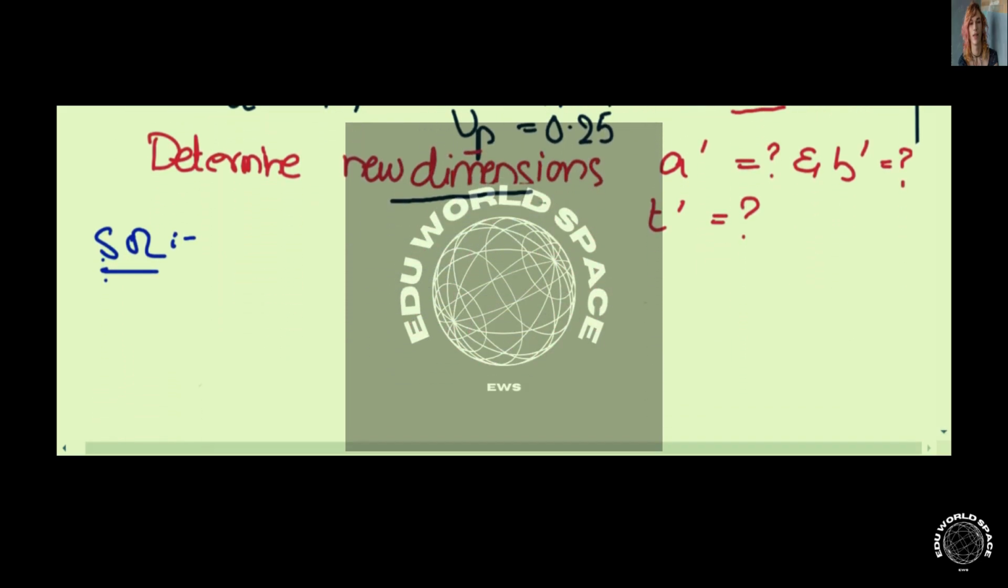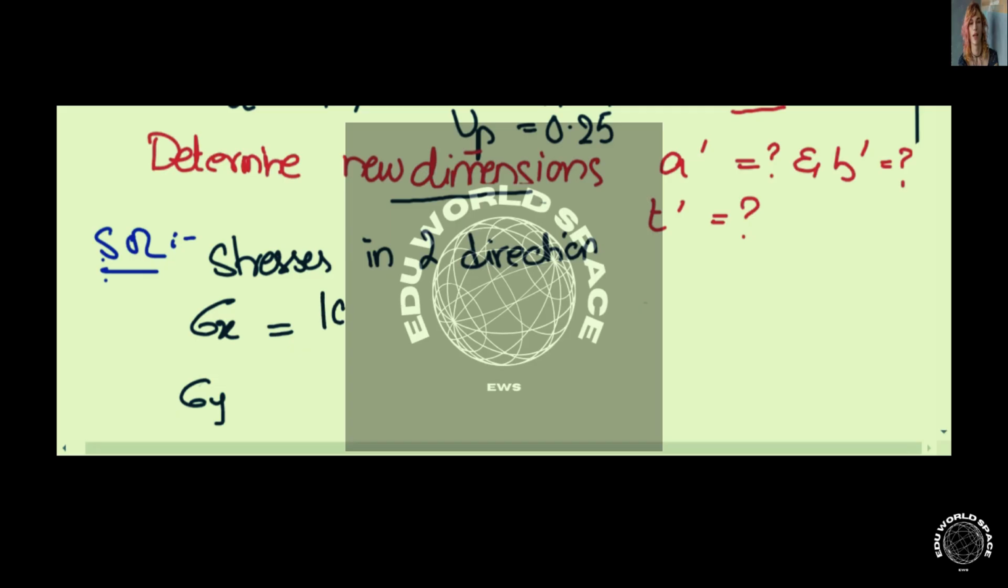So first of all, what we are going to do is find out the stresses in two directions. And for that, we are going to use the information that we have, that since we are given uniform loads instead of forces, the stresses in x and y direction will be equal to the load divided by the thickness of that area.